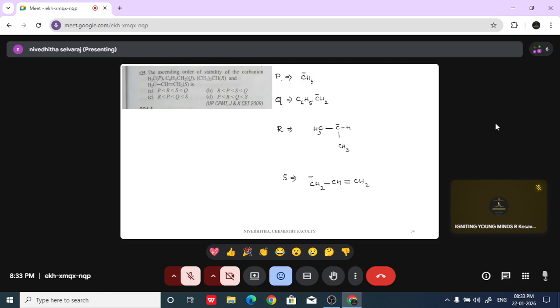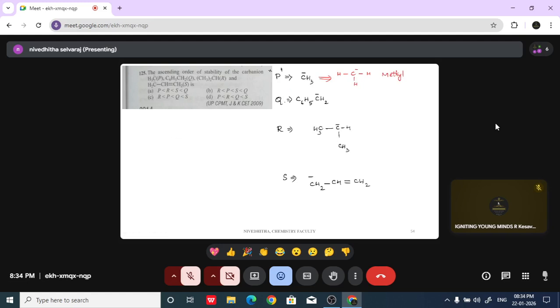Kana, we'll see this P. What kind of carbanion is that? This is negatively charged carbon. It is attached with 3 hydrogens. So what kind of carbanion is that? Methyl carbanion.